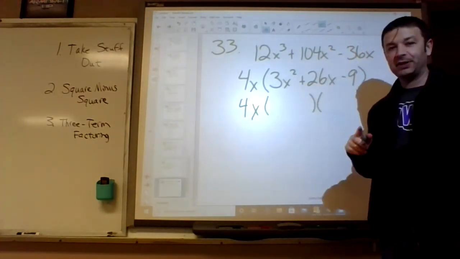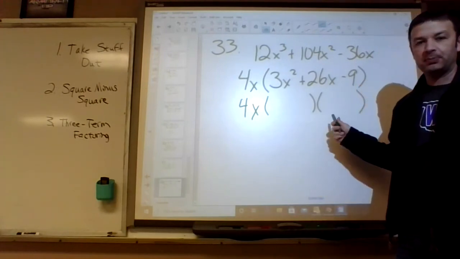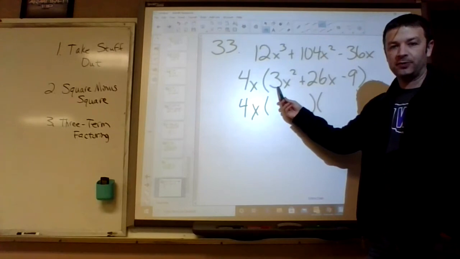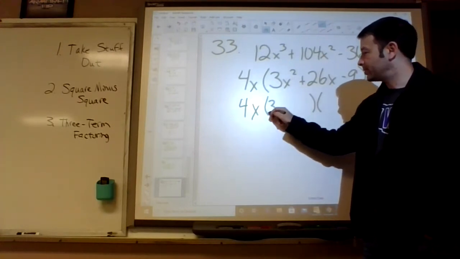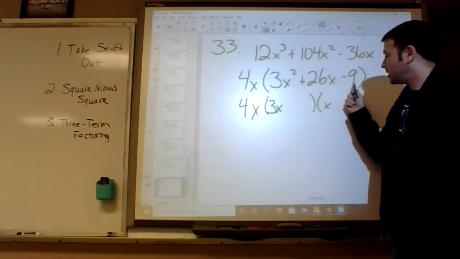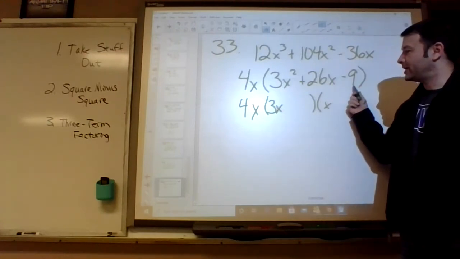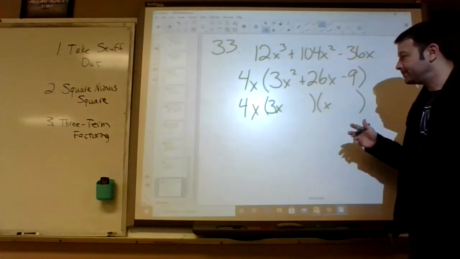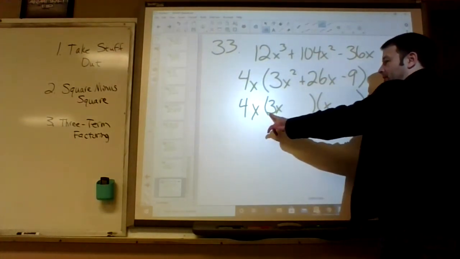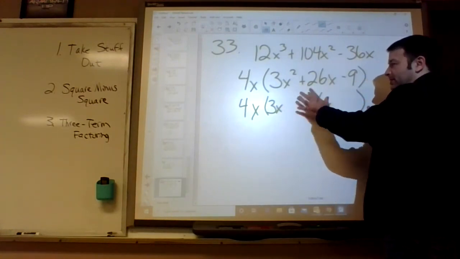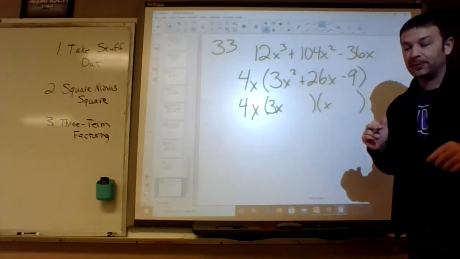So in parentheses, I see a 3-term, so I'm going to set up for 3-term factoring. This is the harder version because there is a number on the front. So I'm going to put 3x and x in the front. That goes into 3. And what goes into negative 9? Well, you could say 3 and negative 3. But if I do 3 out here, that'd be like 9 minus 3. It's not going to get me up to 26.